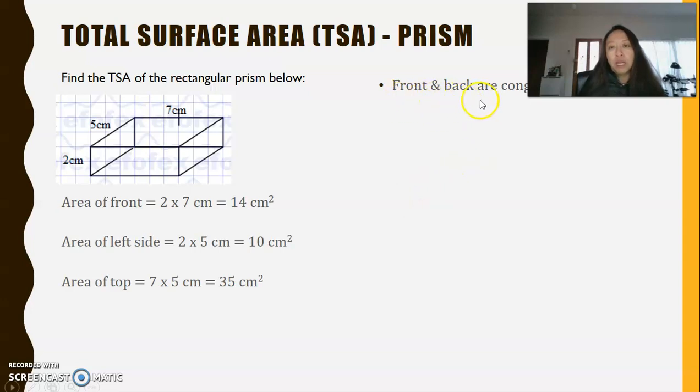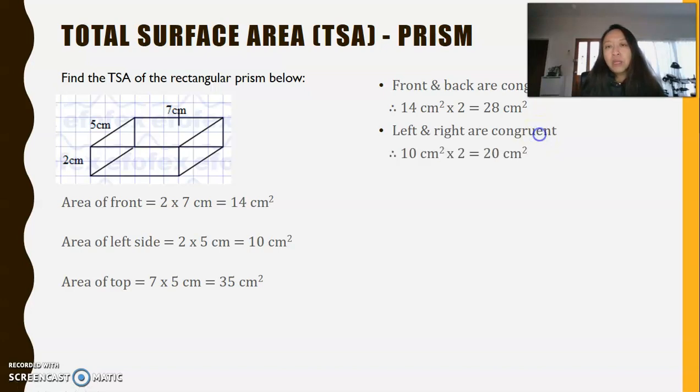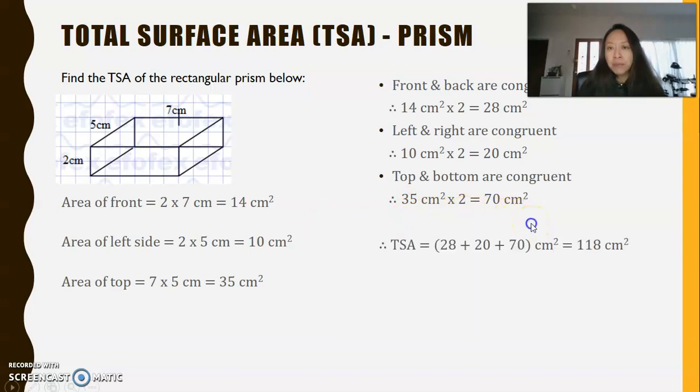We know that the front and the back are congruent, and therefore we can times the area that we got for the front, 14 centimeters square, by 2, and we get 28 centimeters square. The left and the right are congruent, so we times 10 centimeters square, the area of the left side, by 2 to get 20. The top and the bottom are congruent, so we times 35 centimeters square by 2 to get 70 centimeters square. So our TSA will be 28 plus 20 plus 70, which is 118 centimeters square.